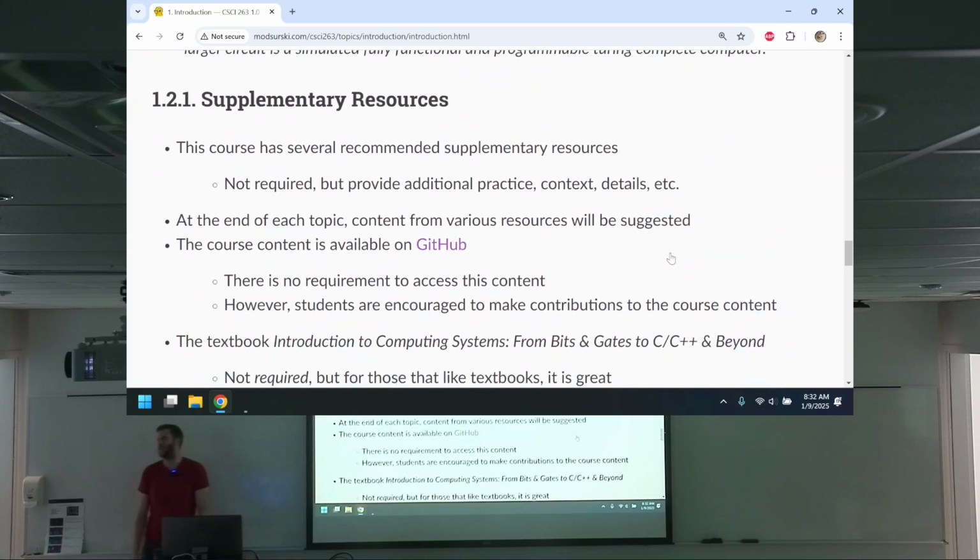This course does have several recommended supplementary resources. None of them are required, but they will give you a lot of additional practice. If you were to go through these resources, you're going to be an expert in this content pretty quickly. At the end of each topic, although this isn't true yet, only the early topics have this.